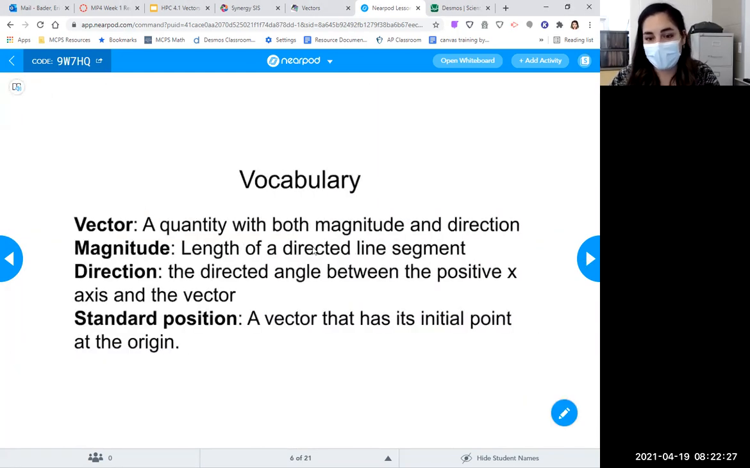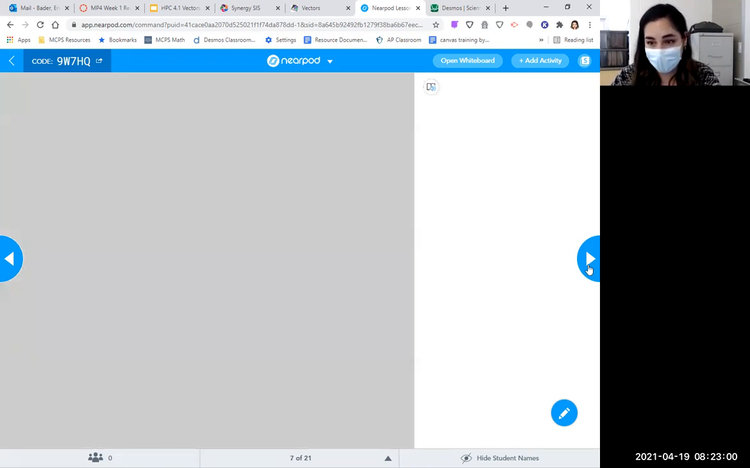Vectors are quantities with both magnitude, like a distance or a length, that can imply their force, and it also has direction, which means that we know exactly where to locate it on a coordinate plane. Some vocabulary that goes along with vectors: magnitude, which is the length of a directed line segment; direction, which is the directed angle between the positive x-axis and the vector; and standard position, which is a vector that has its initial point at the origin. And that's pretty much what we're going to be working with today.